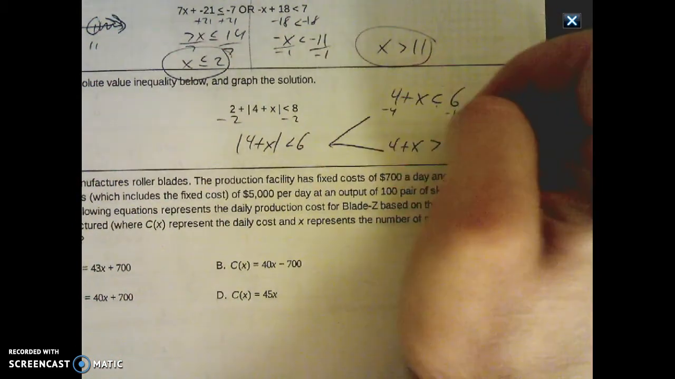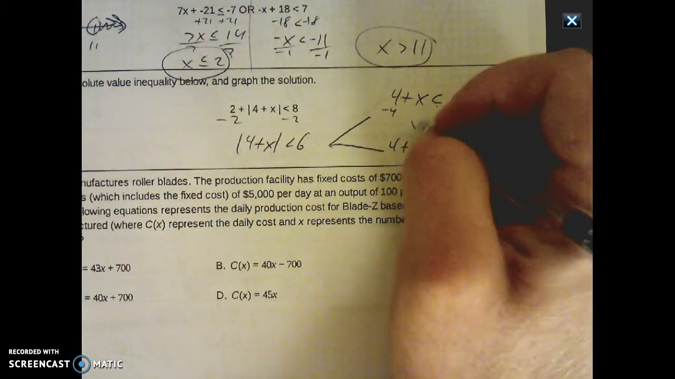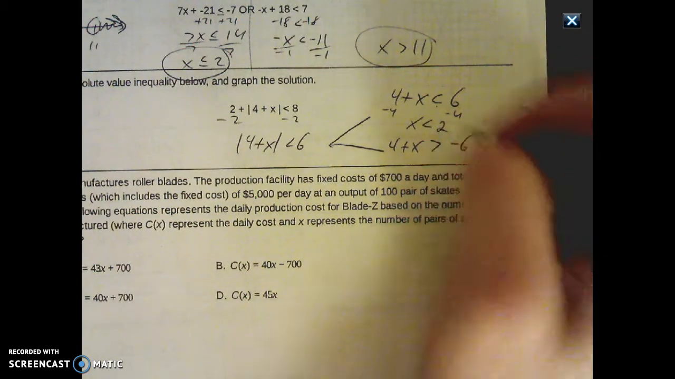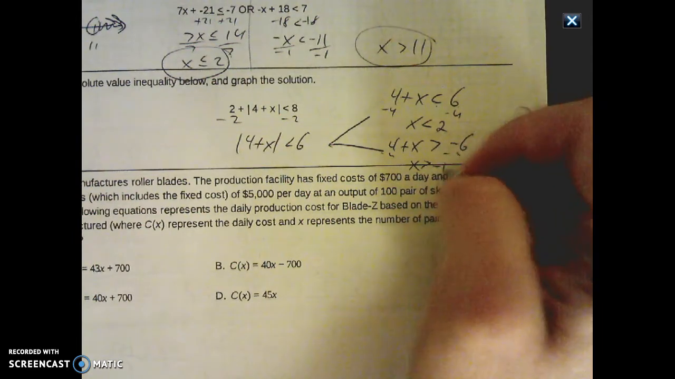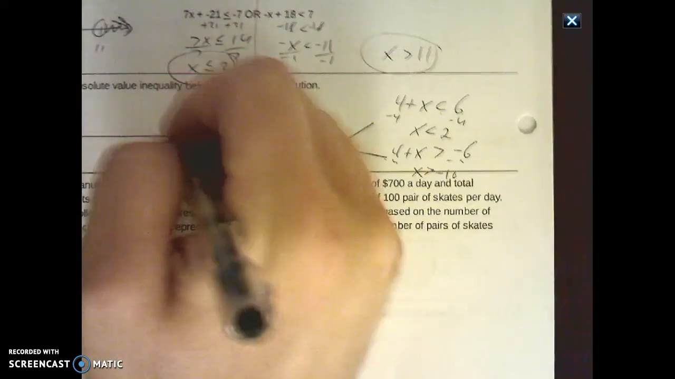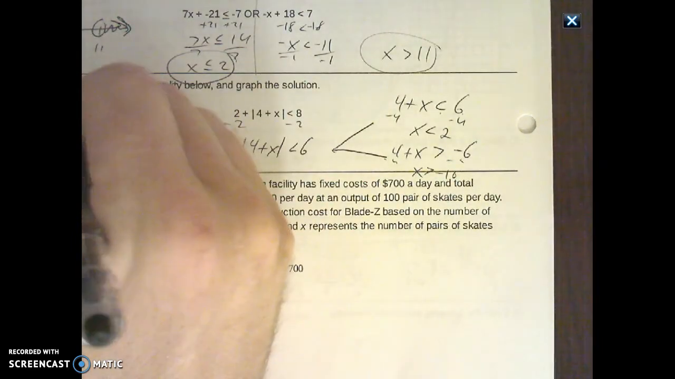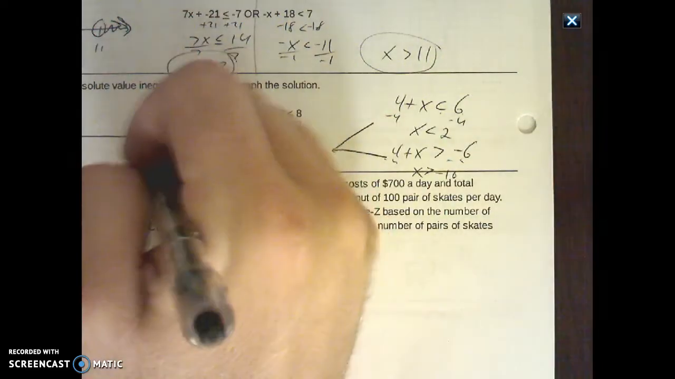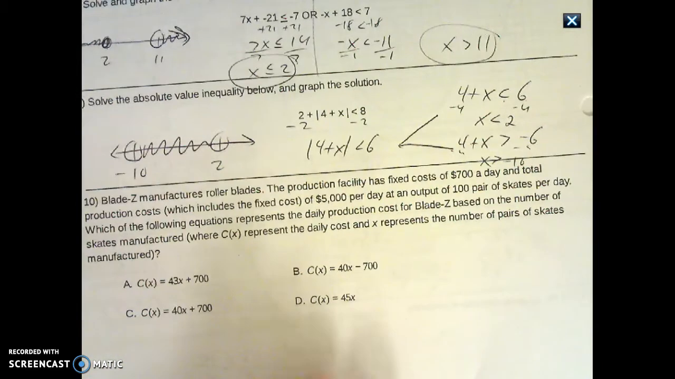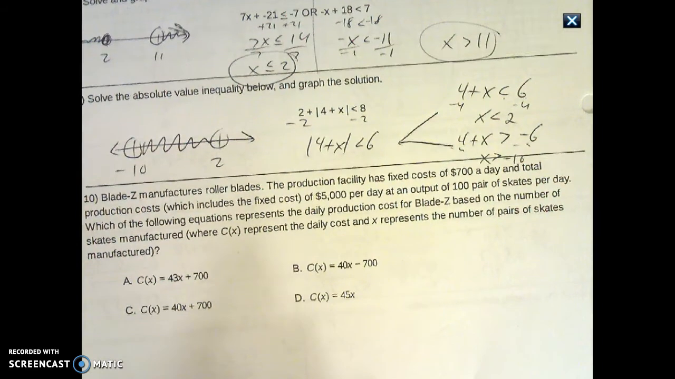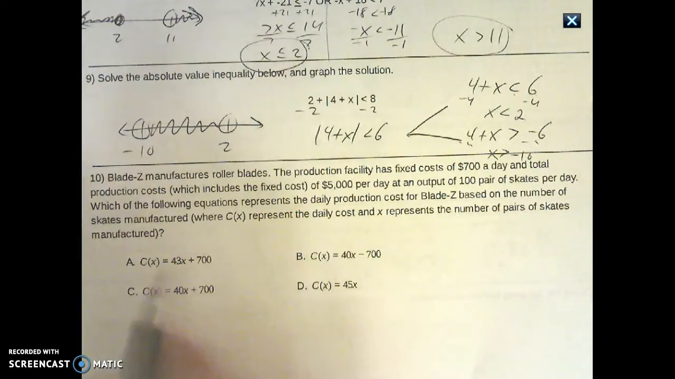Now you just solve. Okay, subtract 4, x is less than 2. Subtract 4, subtract 2, subtract 4, x is greater than -10. So it looks like greater than -10, less than 2. Everything in the middle. Okay? Cool, cool, cool. Again, number 10, much the same.